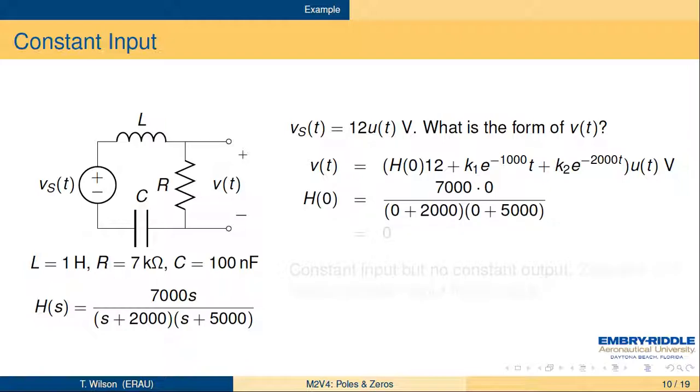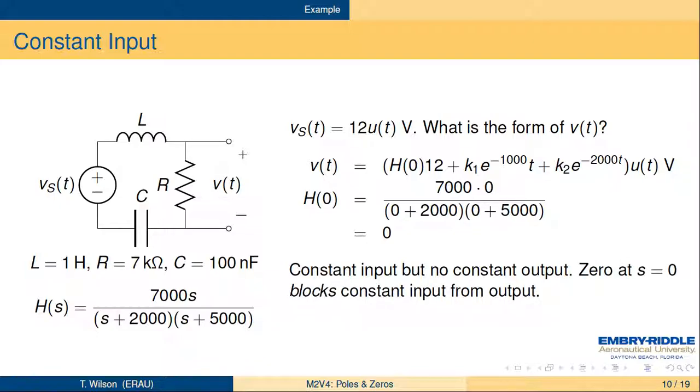So what's h of 0? Well, you plug 0 in, and you've got s in the numerator. When you put in s equals 0, you get 0 for the overall thing. So there's going to be no constant output in response to this constant input. We put a constant input in, but we don't get a constant output. We get a constant output, but it's got an amplitude of 0, if you will. So you can think of the 0 at s equals 0 as blocking constant signals from showing up in the output. Even when they're in the input, they don't show up in the output.